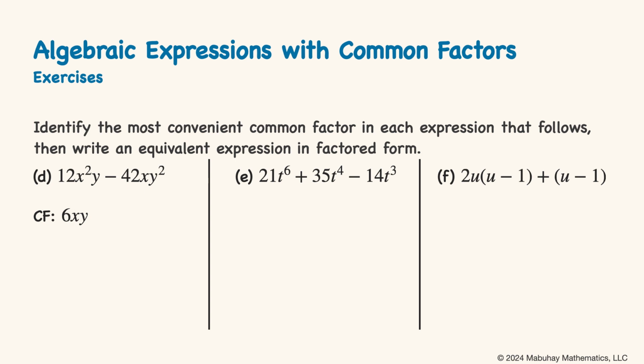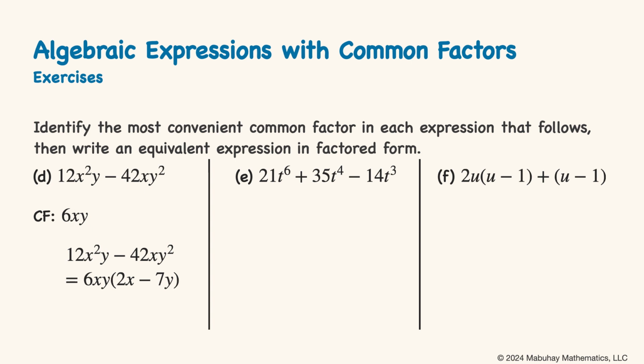Okay, now we'll divide both of the original terms by 6xy to find out what's left over. And we should get the factored form as 6xy times the quantity 2x minus 7y. Again, you can distribute the 6xy into both the 2x and the negative 7y to check this, and you should be able to verify that we get back the original expression.